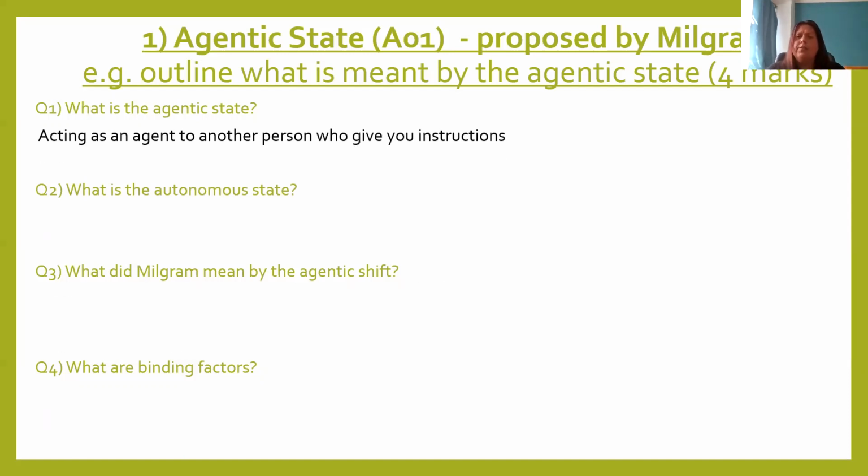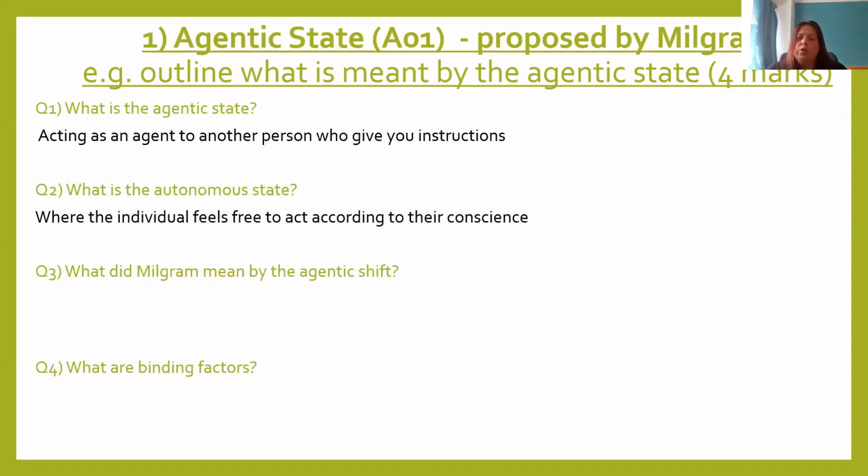We've just seen from the previous question that this is acting as an agent to another person who gives you instructions. So in the case of Milgram's original, those individuals that carried on and certainly past the 300 volts where they could no longer hear our learner, they perhaps go into this agentic state. They're following the orders that have been given to them by the perceived authority figure, our researcher in the lab coat. However, there's a second state that we are also in, and this is the autonomous state.